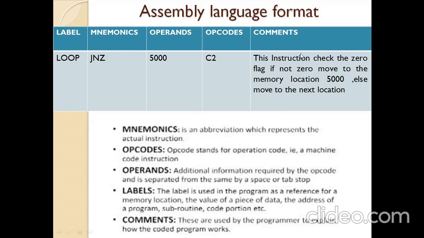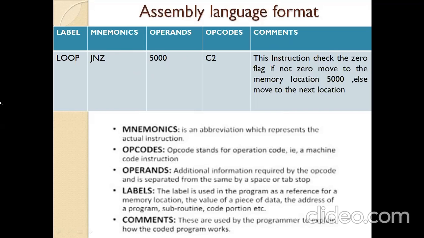For this instruction, you write comments. What is meant by comment? This instruction will check the zero flag. If it is not 0, it will move to this memory location 5000. Otherwise, it moves to the next memory location. That is the comment for this instruction.